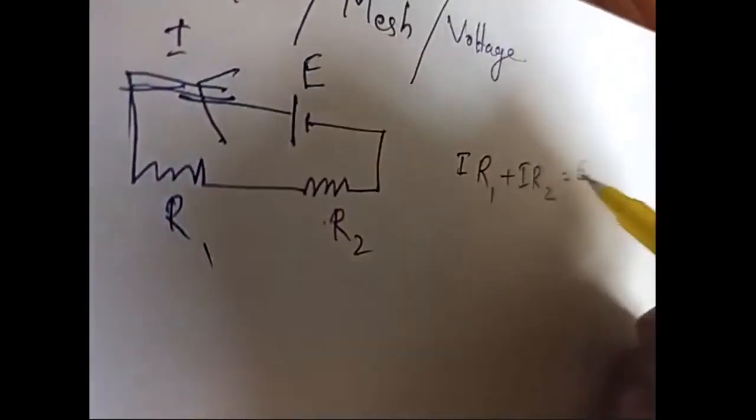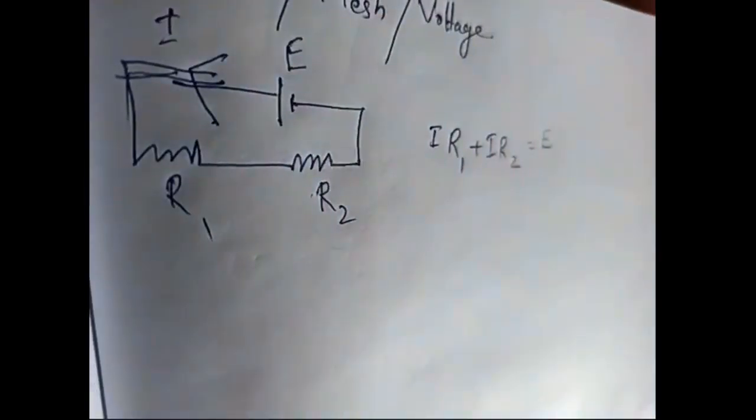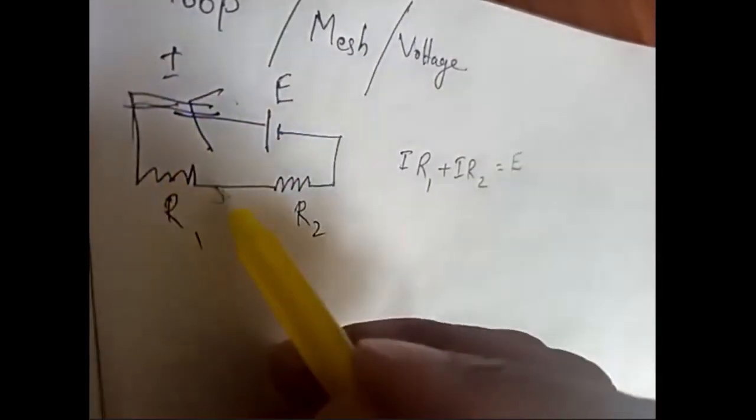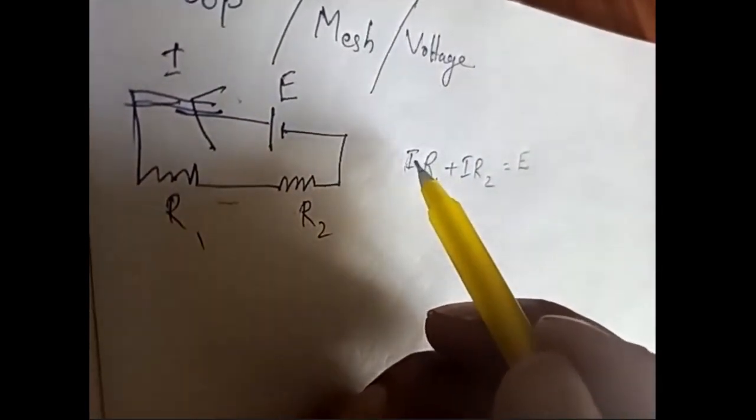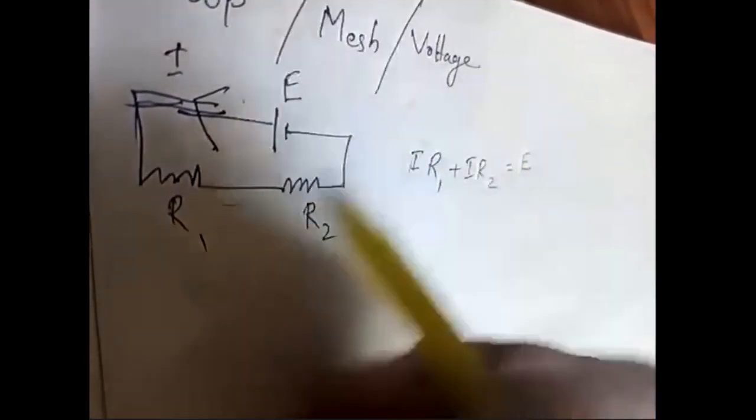So if you add all these, minus E plus I into R1 plus I into R2 will be equal to 0. So we can say that the rule states that in any closed path, the algebraic sum of the product of resistance and respective current, the total sum of the product of resistance and respective current, will be equal to the EMF in the closed path.